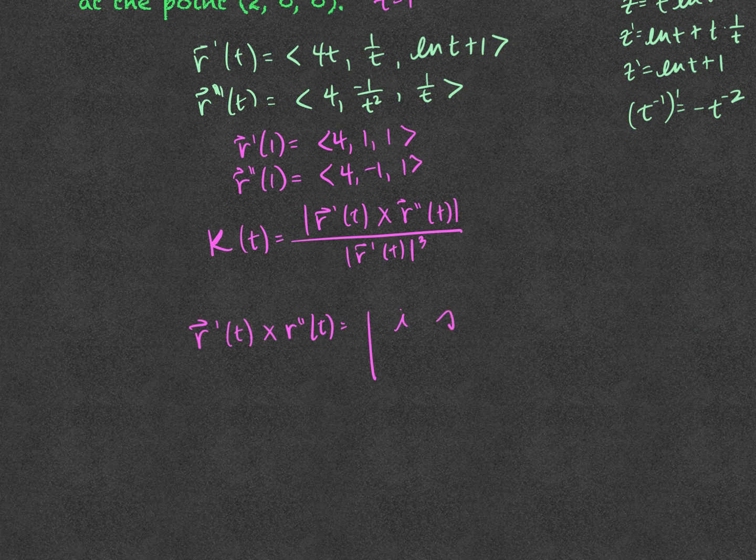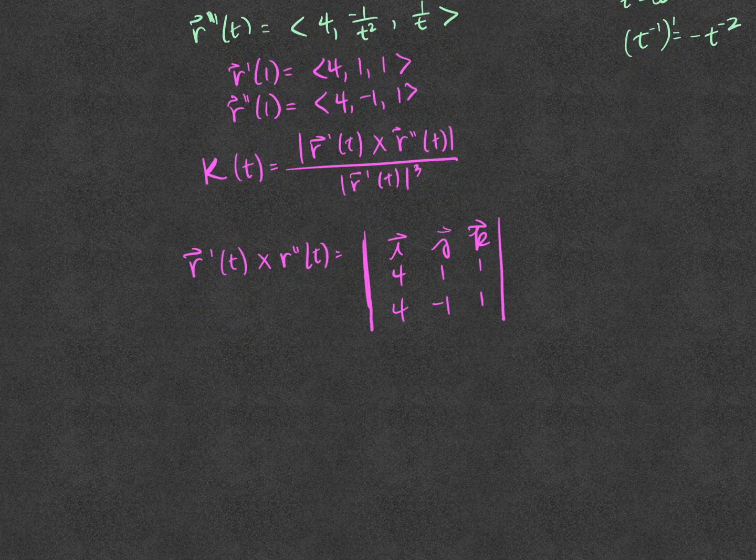equals, let's set up our matrix i, j, k, and the first row is 4, 1, 1, and the second row is 4, -1, 1. I don't know if you remember, but (4, 1, 1) used to be r prime, so that's kind of interesting there. So we're going to do i times the cofactors of (1, 1, -1, 1), plus j times the cofactors of (4, 1, 4, 1). Oh, that's a minus j. Remember that. And then we have plus k times the cofactor matrix of (4, 1, 4, -1).